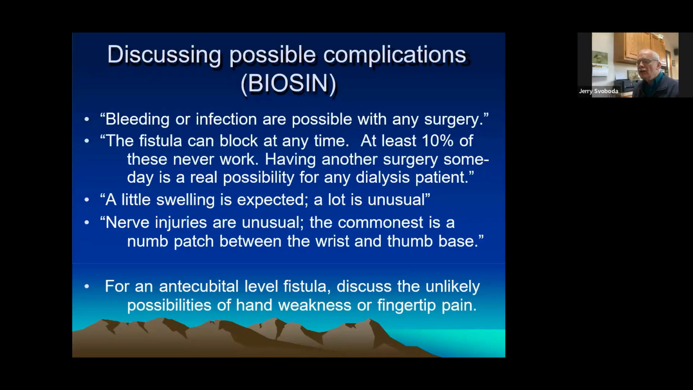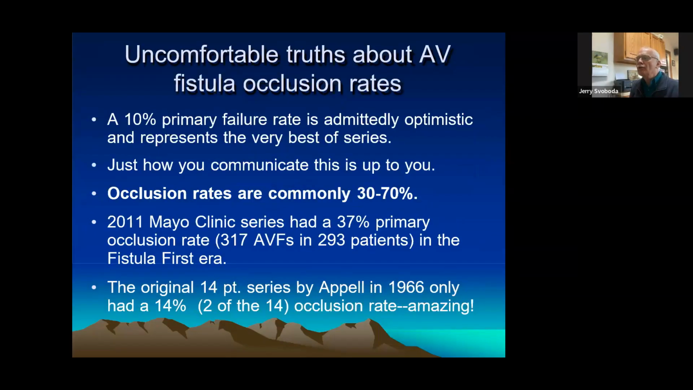These virtually never occur when the fistula is made at the wrist, but they can occur more commonly at the antecubital level, and this we'll come back to. Next, a 10% primary failure rate is optimistic and represents the very best of series. Just how you communicate this is up to you.